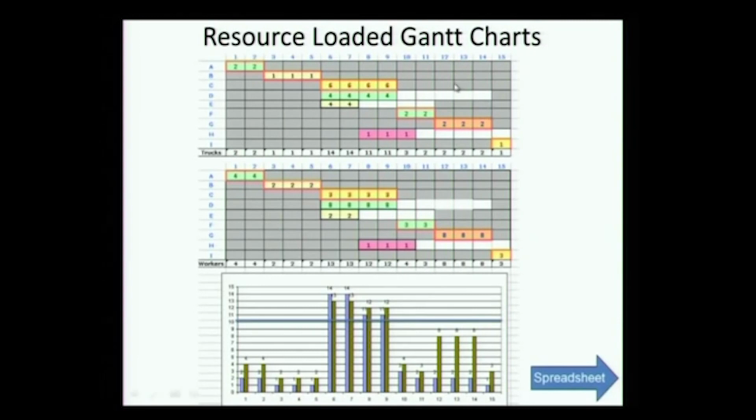So this is the resource loaded Gantt chart. Let me explain this. You have the bar chart. This is for resource 1, the trucks, and this is for resource 2, the workers. You can see that this is the early start schedule. Remember we have 10 trucks and 15 workers. The trucks are over allocated. No, workers actually have 15.